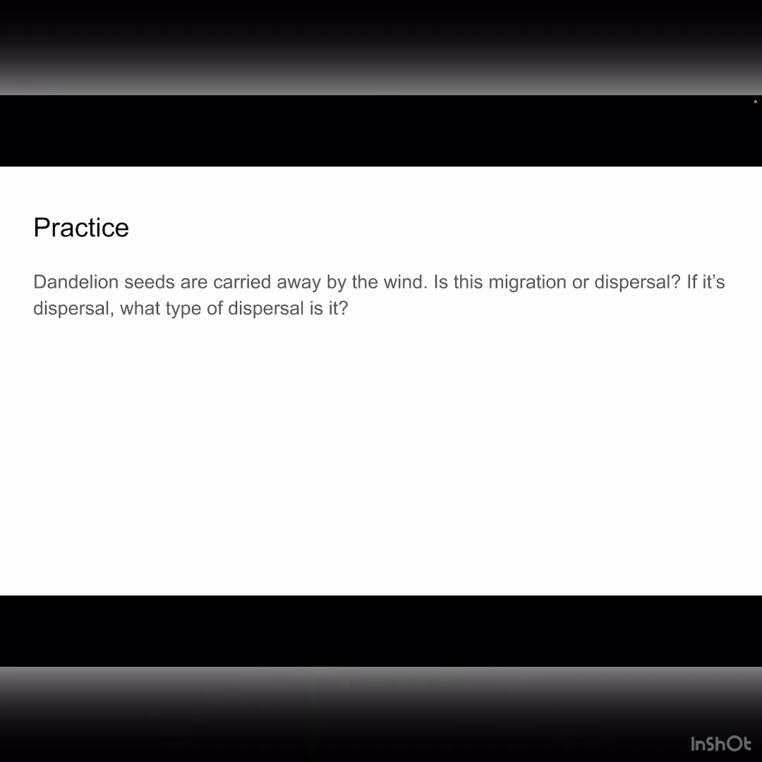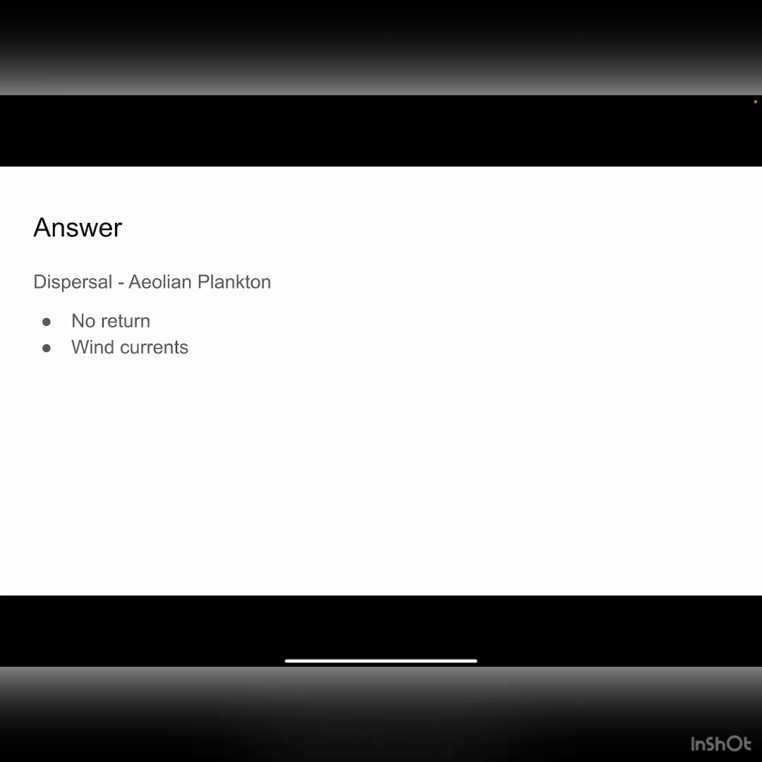Dandelion seeds are carried away by the wind. Is this migration or dispersal? If it's dispersal, what type of dispersal is it? It was aeolian plankton, which is a type of dispersal. In the example, the seeds were carried by air currents instead of something like another organism, which probably aren't going to carry them back to the original location. So, dispersal. And remember, dispersal by currents is called aeolian plankton.